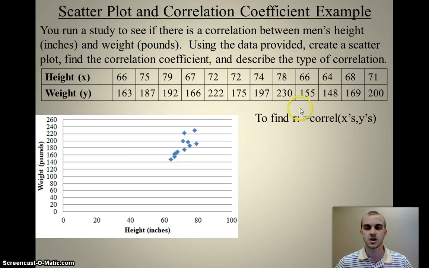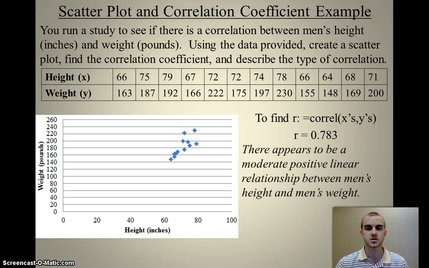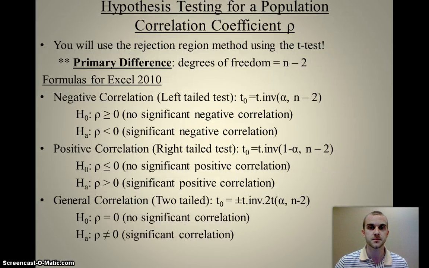And so I do CORREL, I'd highlight my x's, which is my height, comma, highlight my y's, which is my weight, and I'd get 0.783. So if I look back at my options of weak, moderate, and strong, that would be a moderate correlation. So what we would say is there appears to be a moderate positive relationship between men's height and men's weight. And this correlation function will also tell me whether it is positive or negative, which is a nice feature.